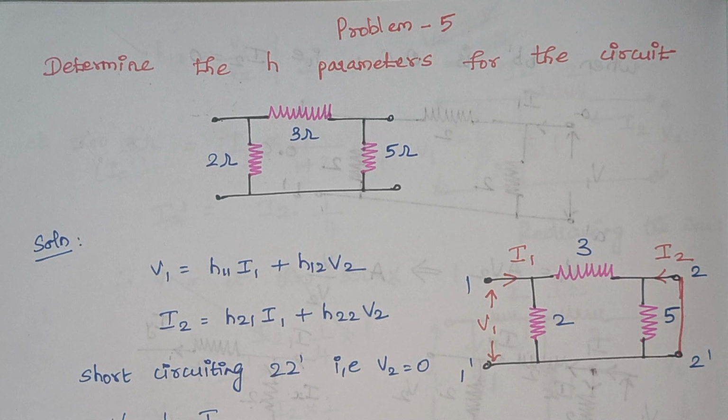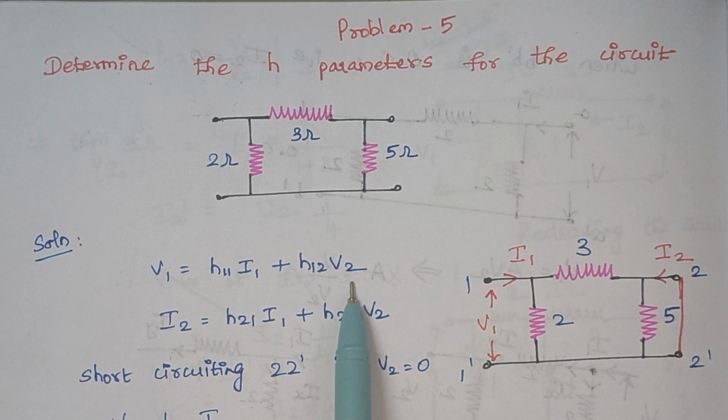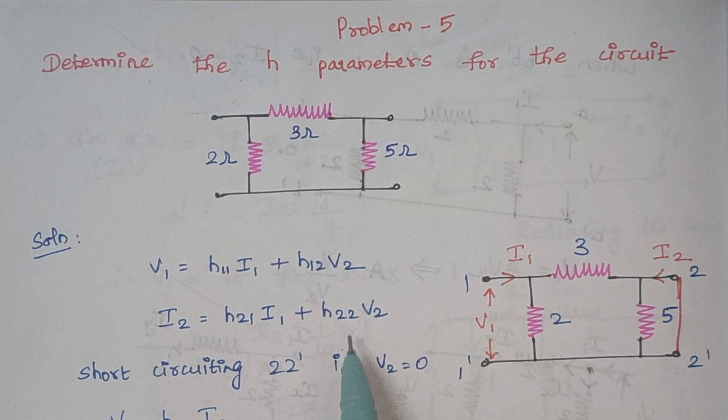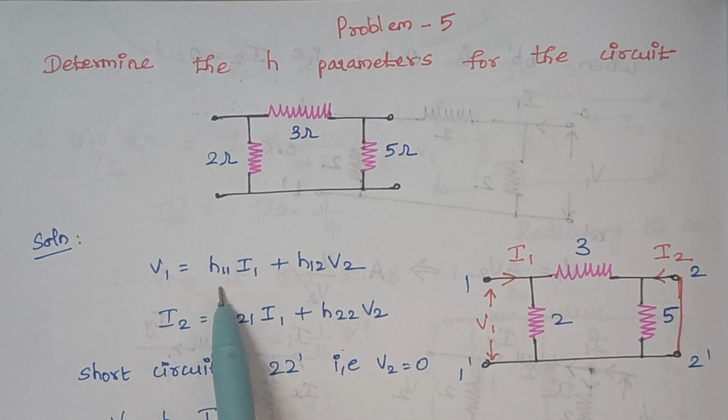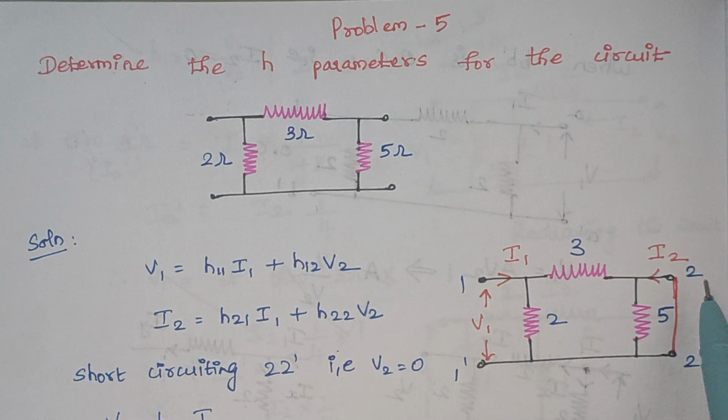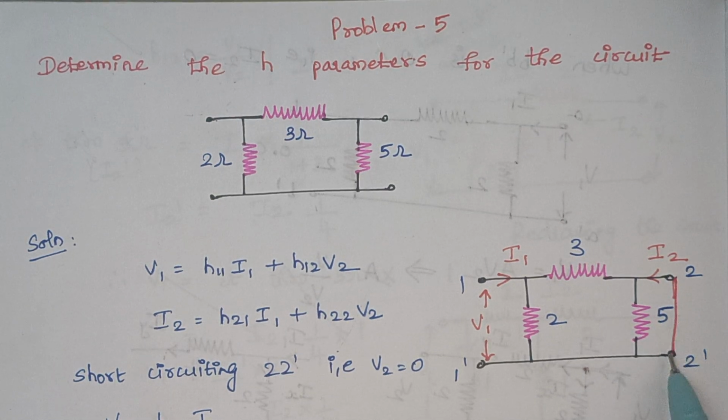As a first step, here we are making the value of V2 as 0 and thereby this term will become 0 and this term will become 0. We can easily calculate the value of H11 and H21. So as a first step, we are short circuiting the output port.